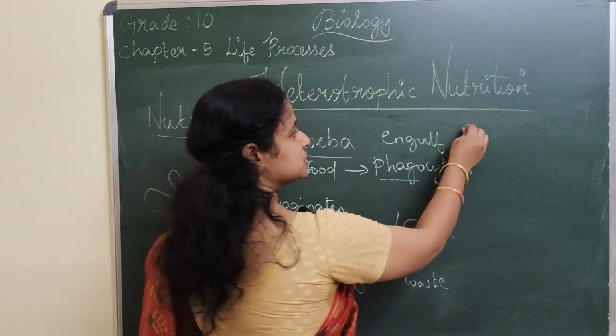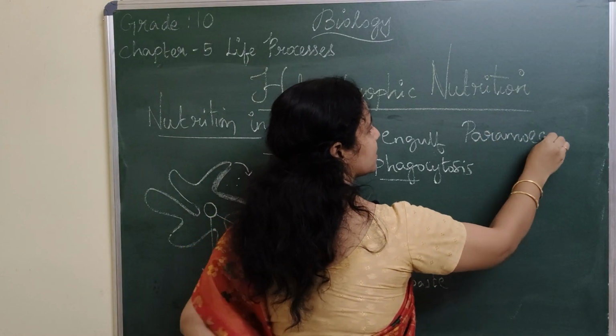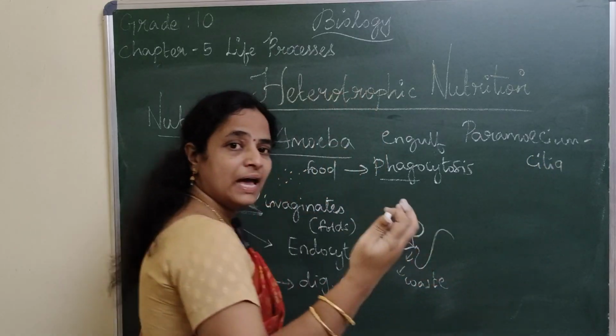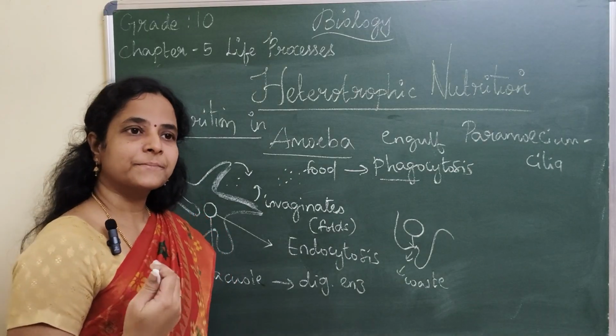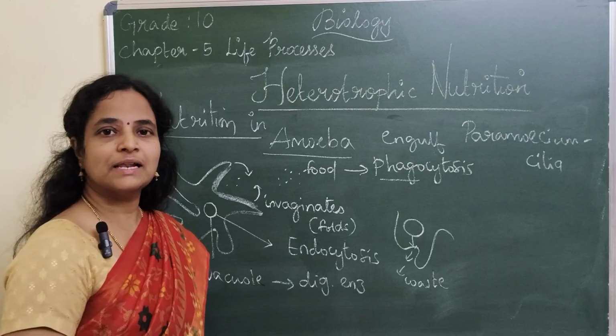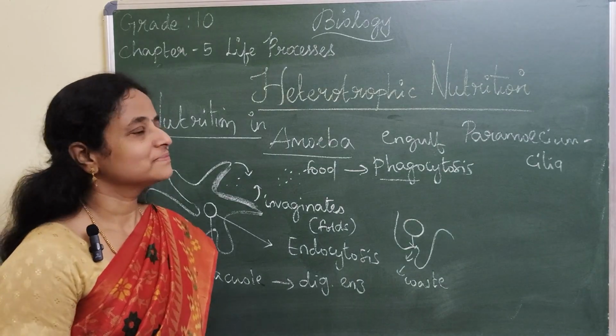Paramecium, in paramecium, the locomotory organ will be cilia. So this cilia will help in engulfing the food. Similarly, hydra, you can find tentacles. It helps in engulfing the food. Okay. Any doubts, children?